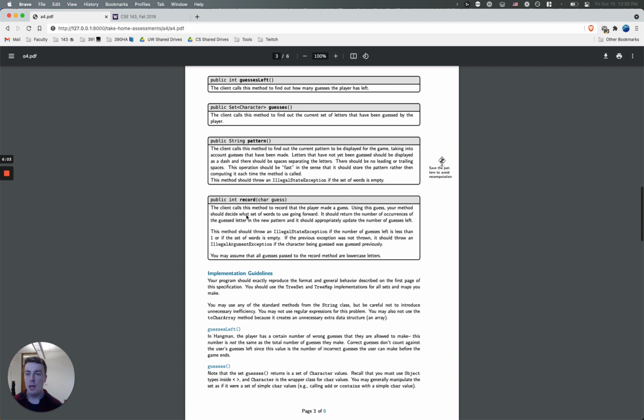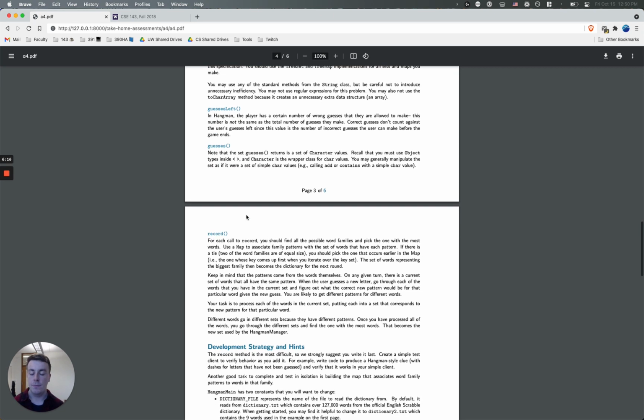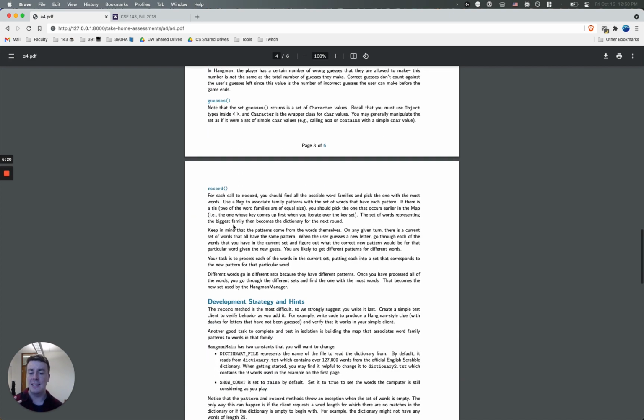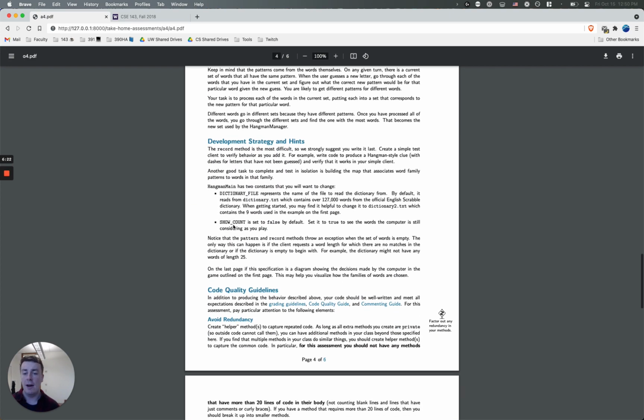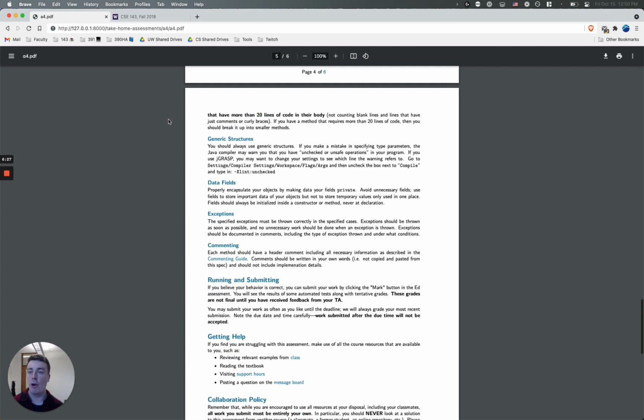Okay. So record will be the most difficult one in this assignment. So make sure you're spending lots of time on that. So we walk through some implementation guidelines for all of these things. The specification will have lots of really good information about implementation guidelines and tips, and also some important points about running the program.